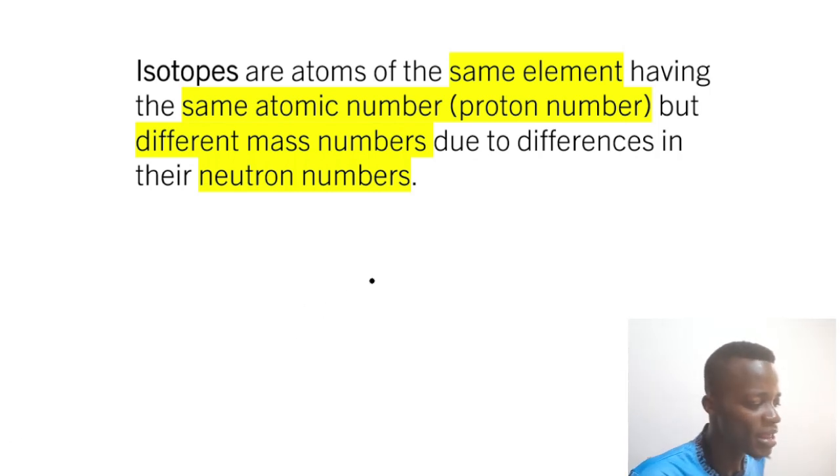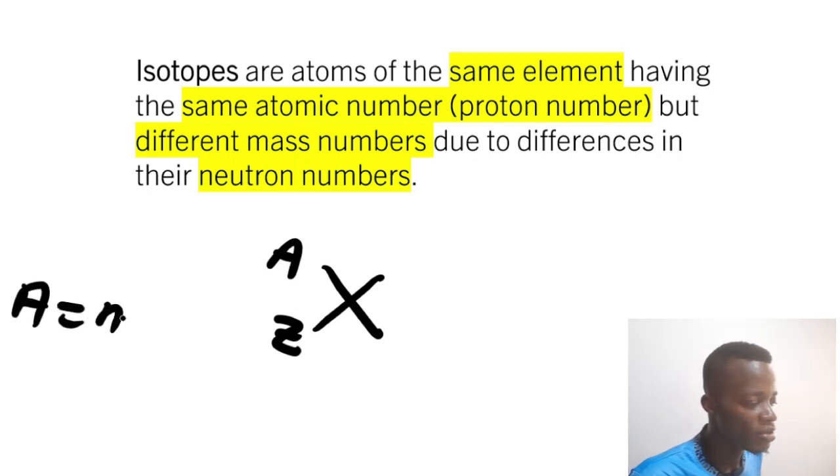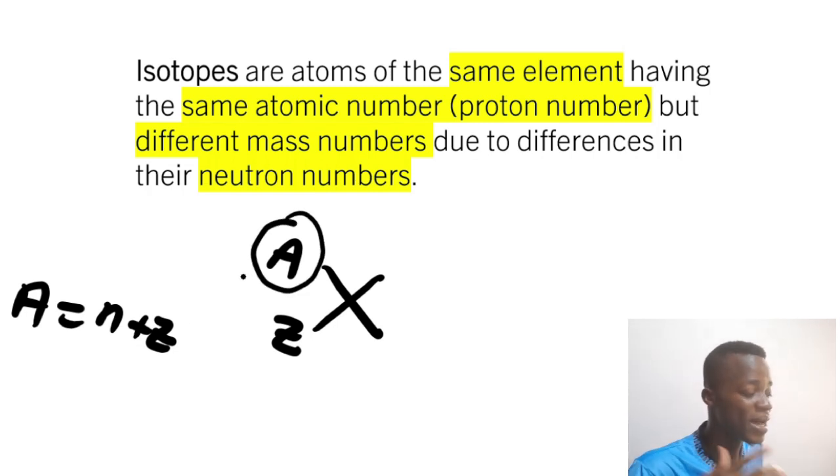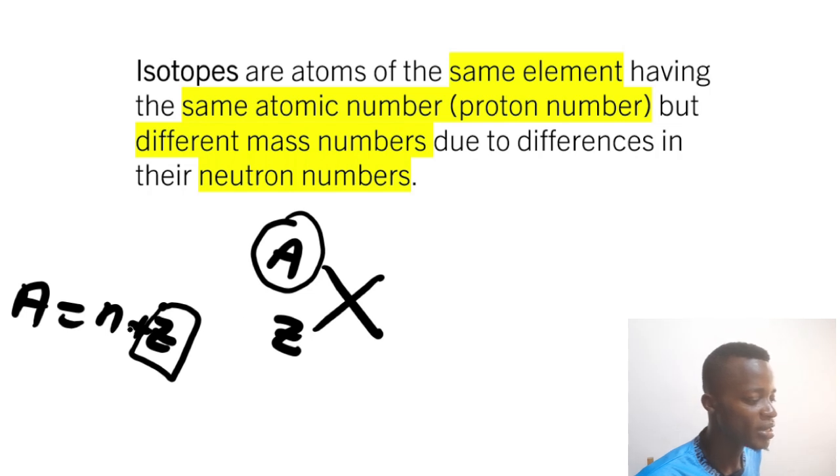Because if you have an element X here, you see the proton number Z is here and A is here, and then we say A is equal to the neutron number plus the proton number. The proton number is usually represented by Z. So A is the mass number and Z is the atomic number. So if you have N plus Z, and Z is constant, the same, and we see A vary, then the only difference is going to be due to neutron number. So they are going to have different neutron numbers inside.